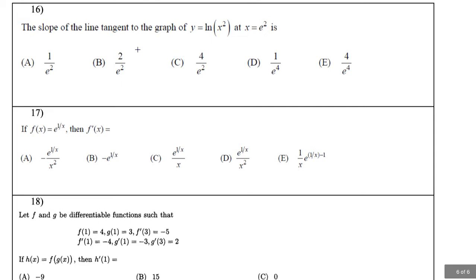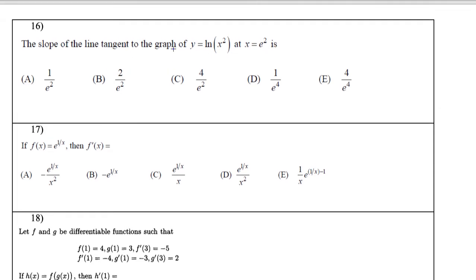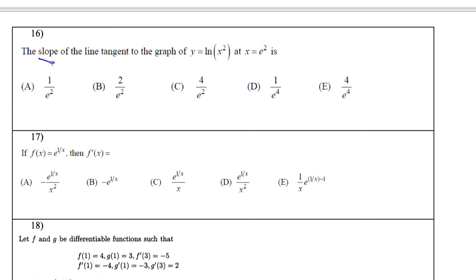Number 16. All right, the slope of the line tangent to this graph. Okay, so if I'm looking for slope and it just says slope, slope is the derivative. So I'm looking for the derivative and I'm plugging in e squared, whatever the derivative is. So first take the derivative, then plug in e to the power of 2. And you have probably seen this problem before. I haven't even mixed up the multiple choice answers. It's a hint, it might be in the future too. I kind of recycle questions.